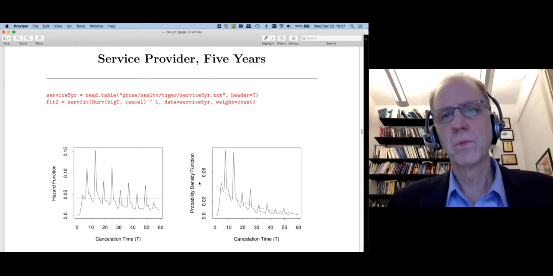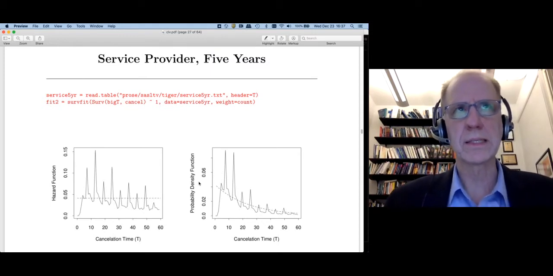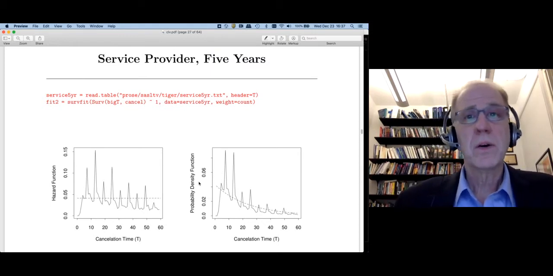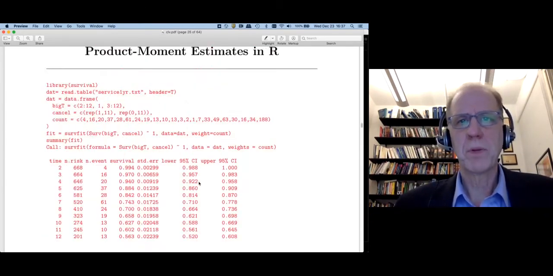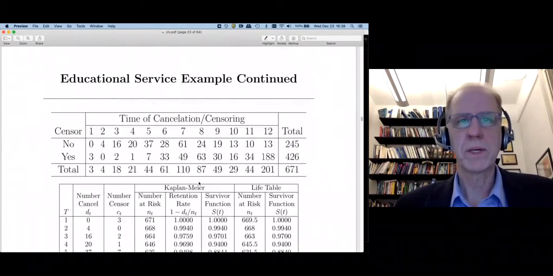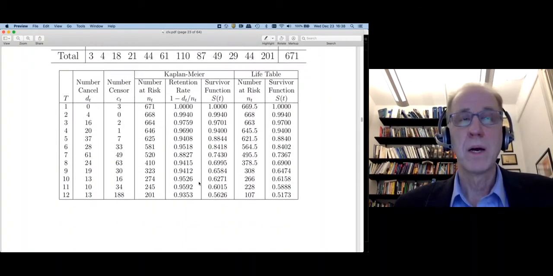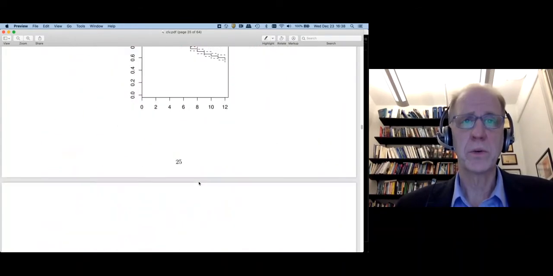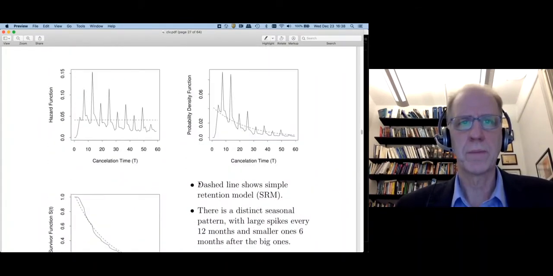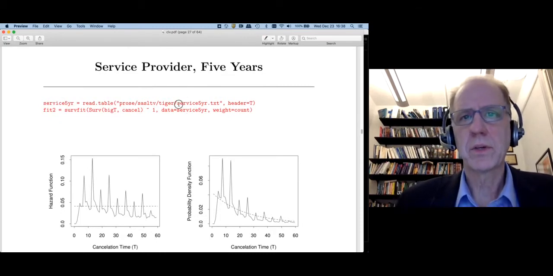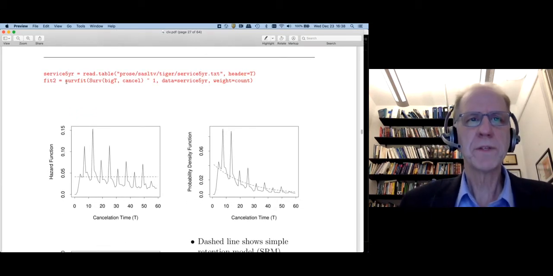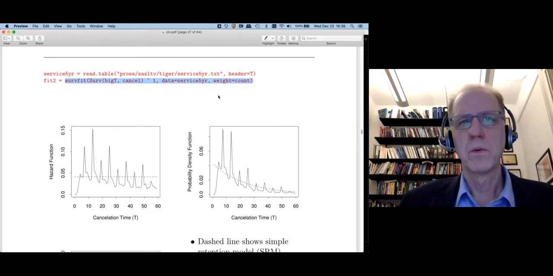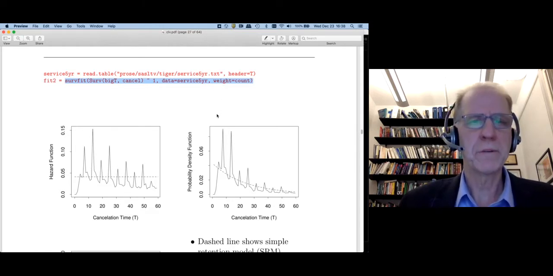I'd now like to work a slightly more complicated example. It turns out I had more than 1 year, but for the initial example, I wanted to keep it to 1 year because it would all fit on one page. They actually gave us 5 years of data, though, when we did this project for the company. There's another data set out there called servfive-year. And if you bring that in, I can fit the same survivor function as I had before on the 5-year data.